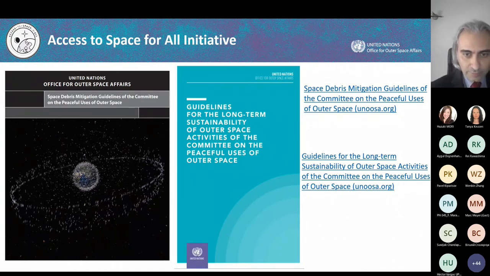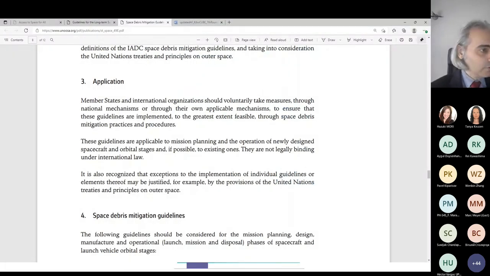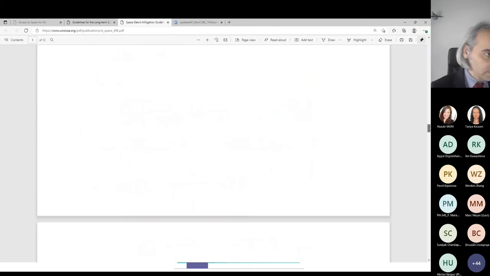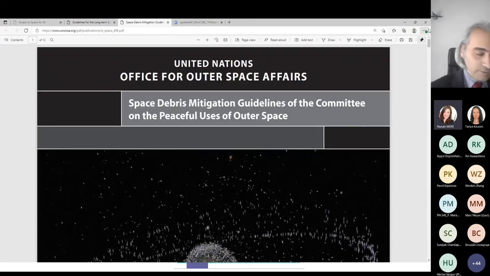So I don't know if this is going to work. I don't know if you can see now the Space Debris Mitigation Guidelines. Yeah, we see it. Perfect, that's good.